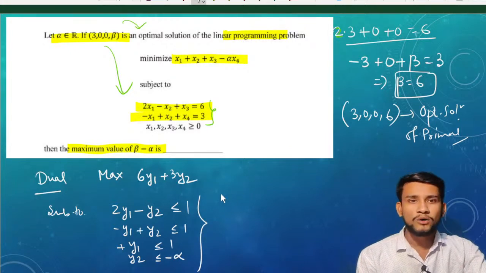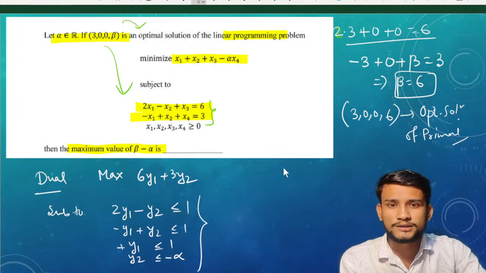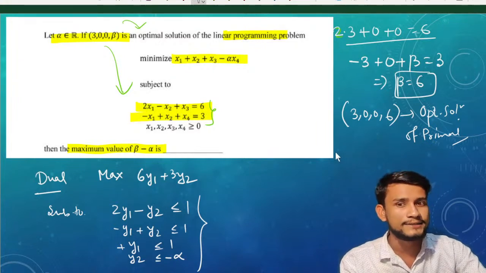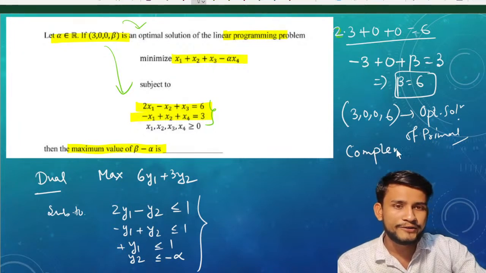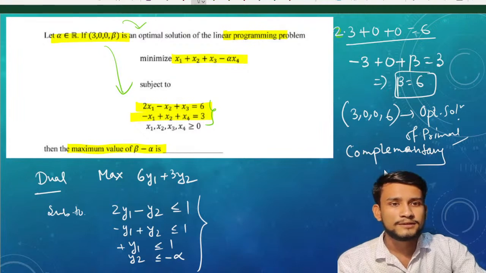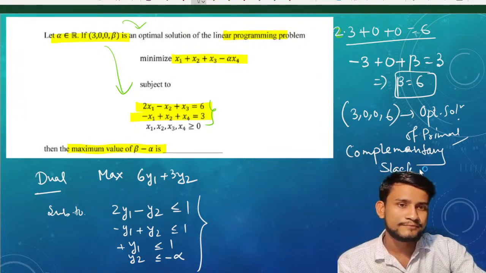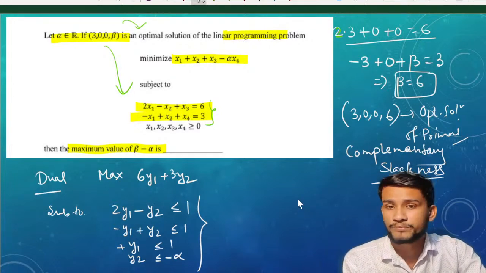Now here we also have to apply the what? Weak duality theorem, sorry, the complementary slackness theorem. Okay, so here we apply complementary slackness. We have to calculate using the complementary slackness theorem.